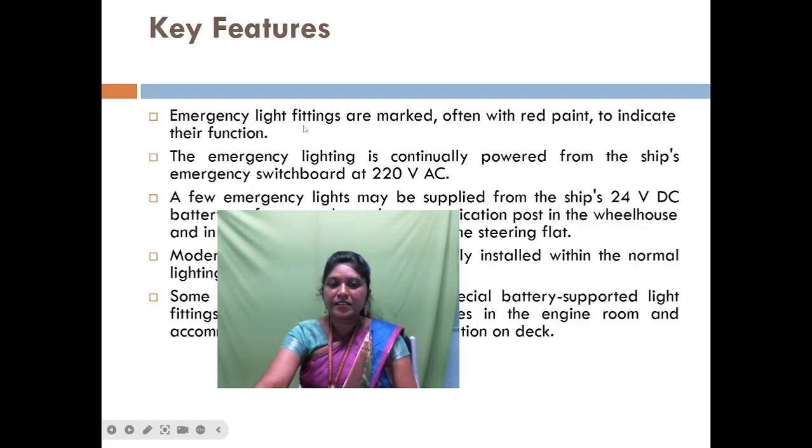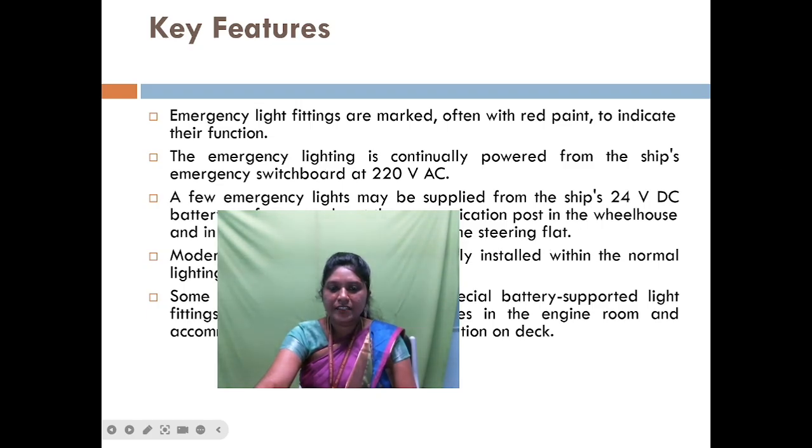So actually the emergency light fittings are often marked with red color indications to indicate their function. It is continuously powered from the ship's emergency switchboard at 220 volt AC supply. It may also be supplied from the ship's 24 volt DC battery, for example the communication post in the wheelhouse and the machinery space, including the steering flat. So it requires a 24 volt DC supply that is operated by the battery.